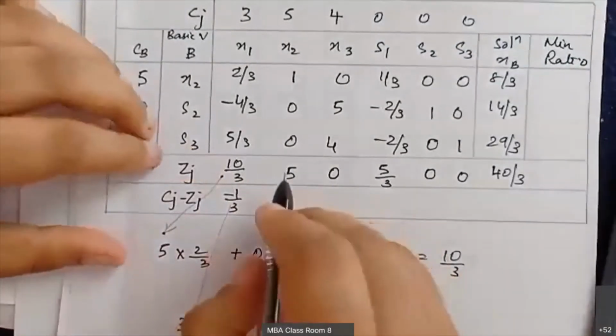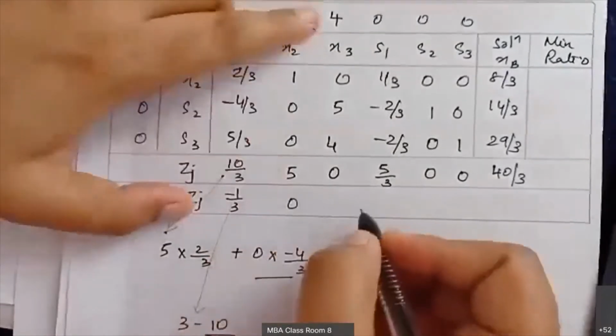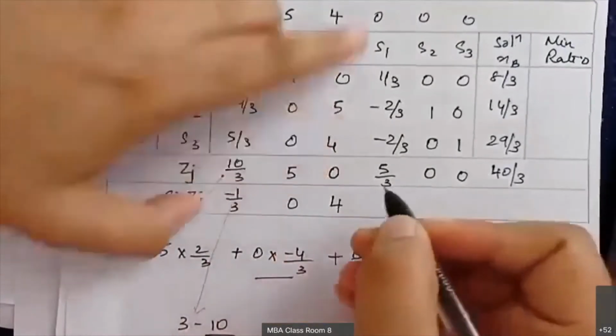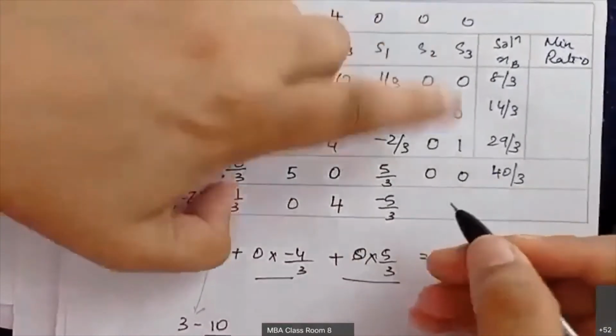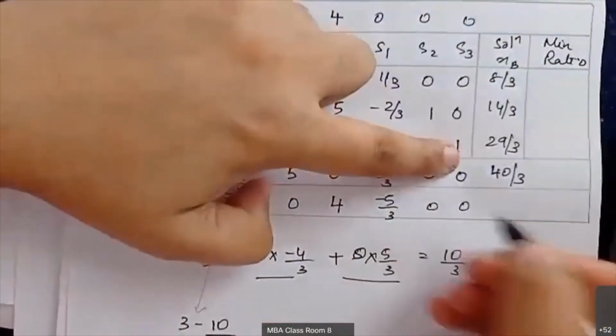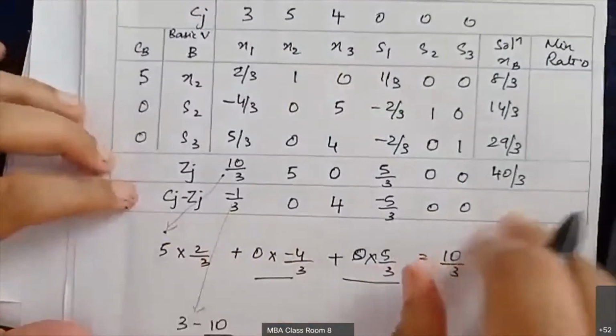Minus 1 by 3. Again, 5 minus 5, 0. 4 minus 0, 4. 0 minus 5 by 3, it is minus 5 by 3. 0 minus 0 is 0. 0 minus 0 is 0. Okay, you got Zj, Cj minus Zj.